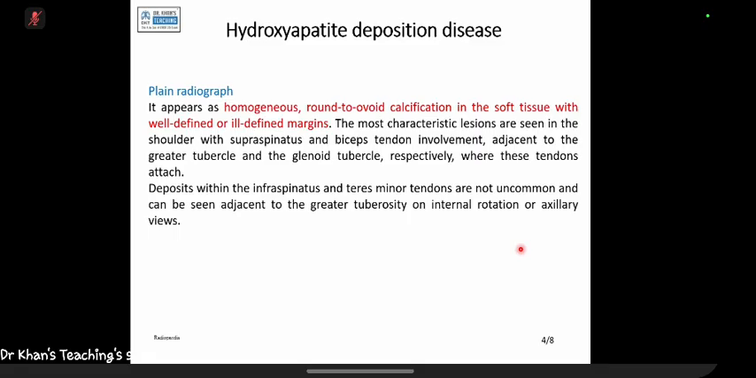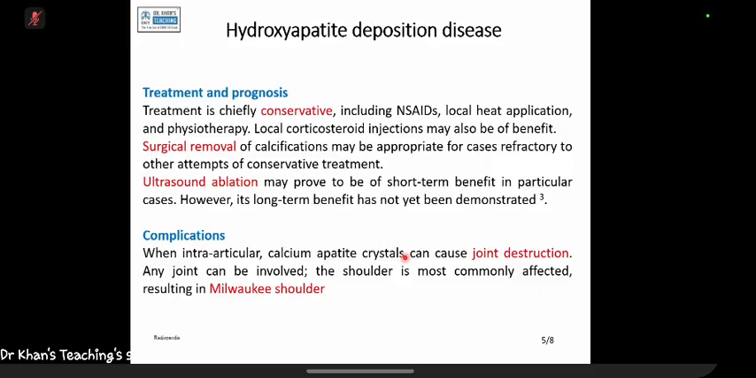Now, it is usually rounded to ovoid calcification in soft tissue with well-defined or ill-defined margins depending on the stage of the disease. Treatment is conservative, needling can be done, corticosteroids, etc., surgical removal, and it can also cause complete destruction of the joint. Milwaukee shoulder was described in this category.